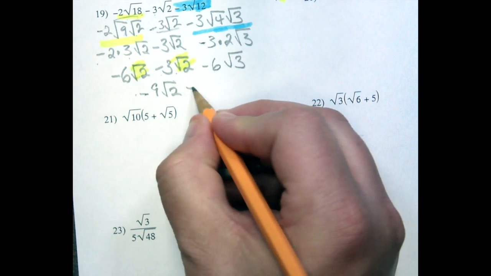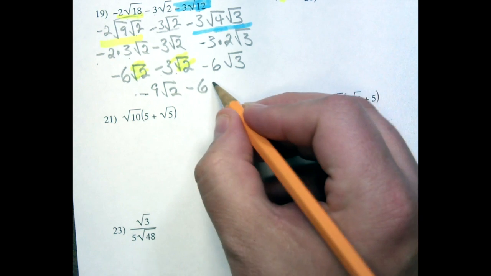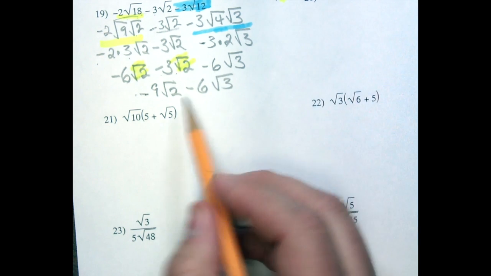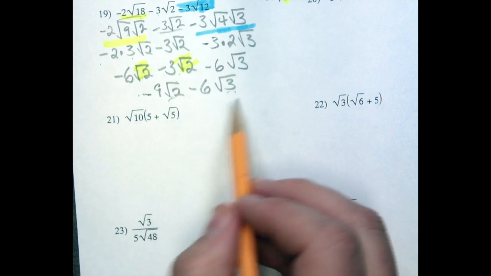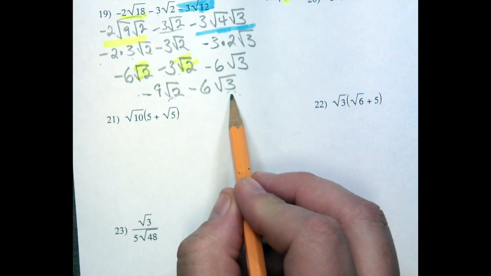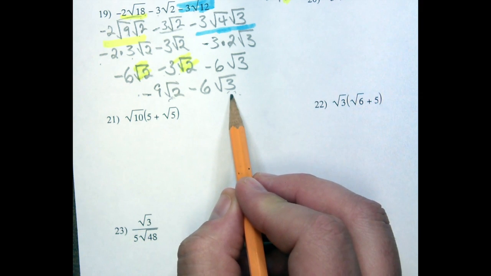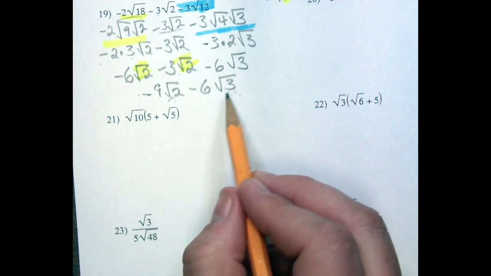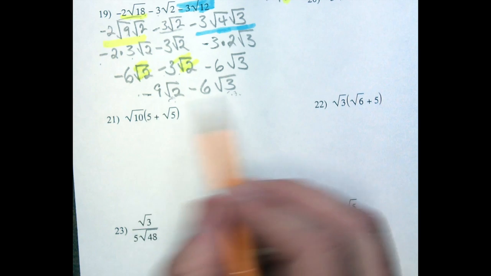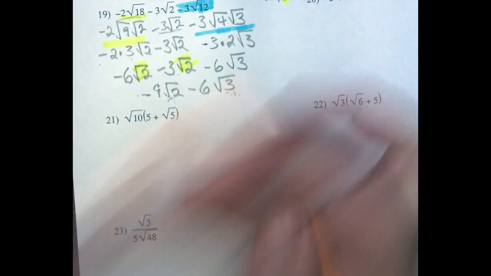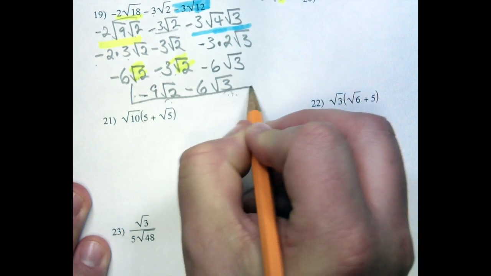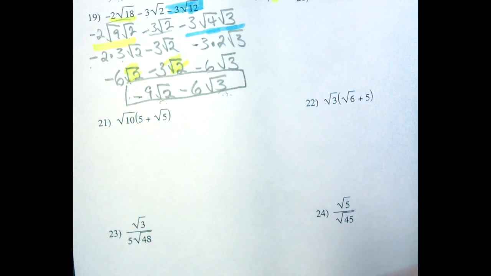And over here we have minus 6 square root of 3. Now you might say to yourself, well, can I combine these two? No, because the square root of 3 is completely different. It's not a like term. Does that make sense? It would be like saying x and y. You can't combine the two. They're not the same term. So our final answer is negative 9 square root of 2 minus 6 square root of 3. Any questions on that one?